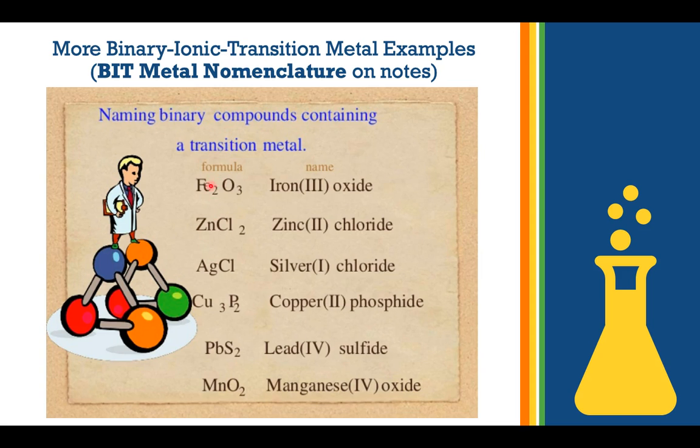You really kind of skip this over, but it's necessary to write it so that you have a neutral compound. So make sure that you're doing your multiplication right, okay? 2 times 3, positive 3 times 2 is positive 6. -2 times 3 is -6. We want them to balance, okay? Iron 3 oxide.